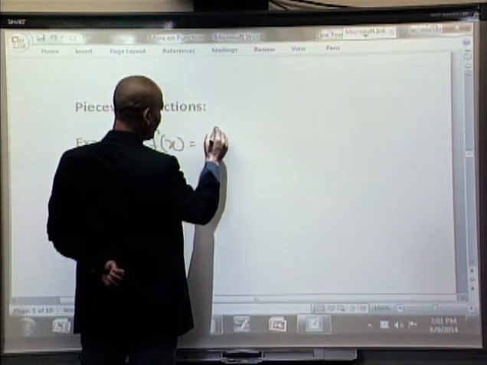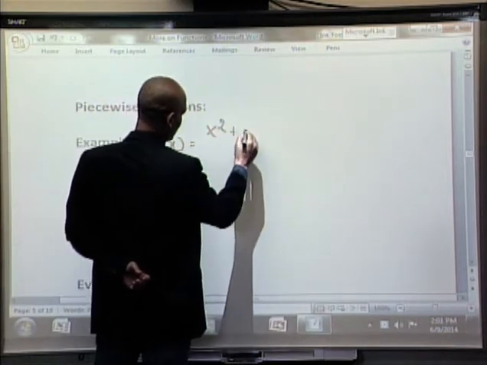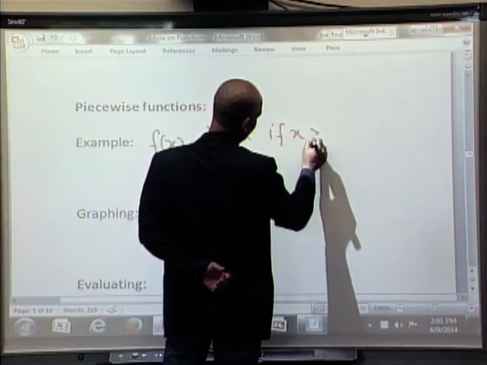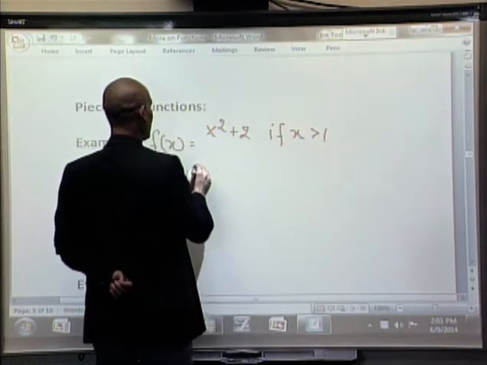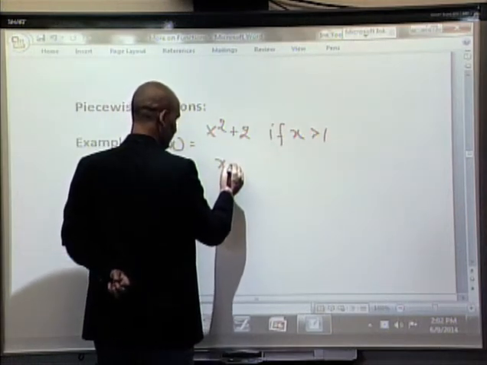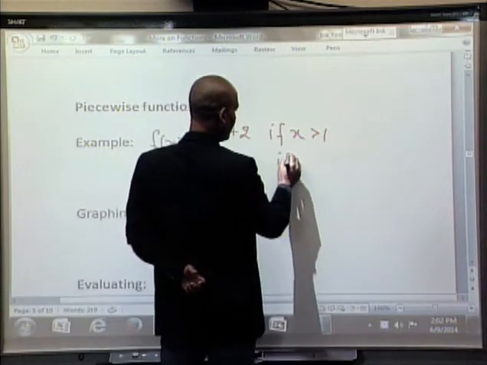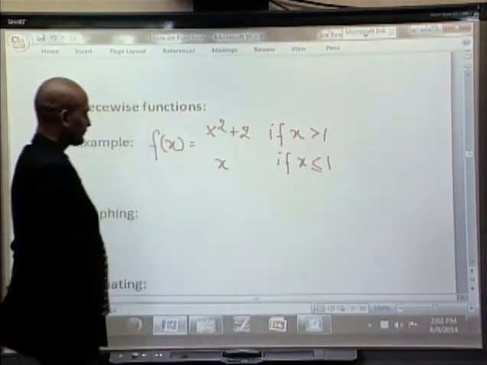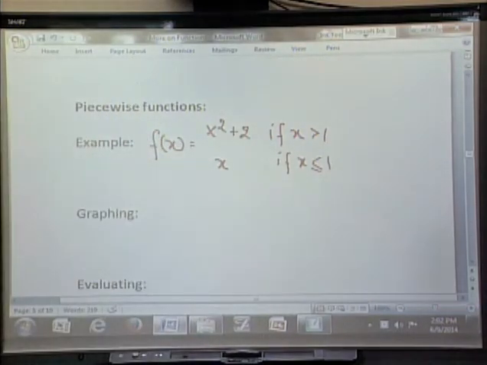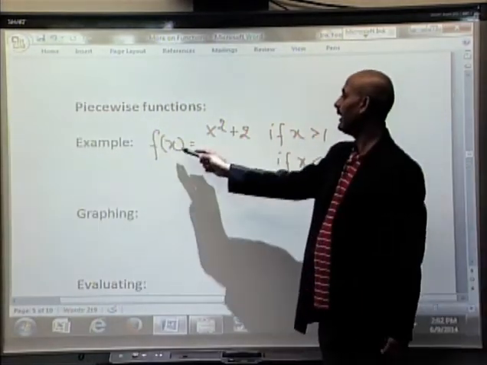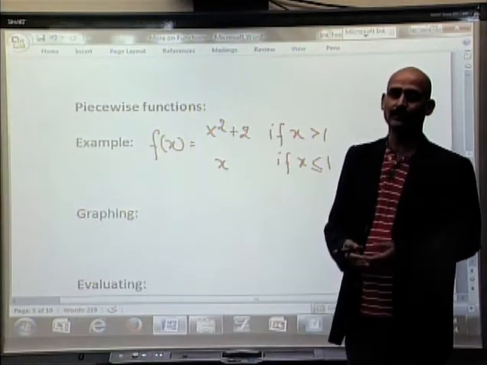Suppose f of x equal to x square plus 2 if x is, let us say, bigger than 1, and let us say f of x equal to x only if x is less than or equal to 1. If we look at this formula, what this formula is telling is for any x which is bigger than 1, f of x is x square plus 2.